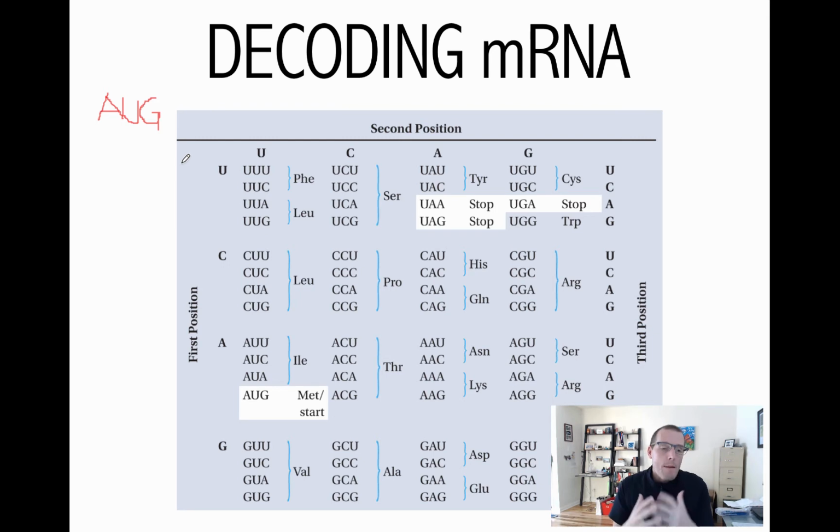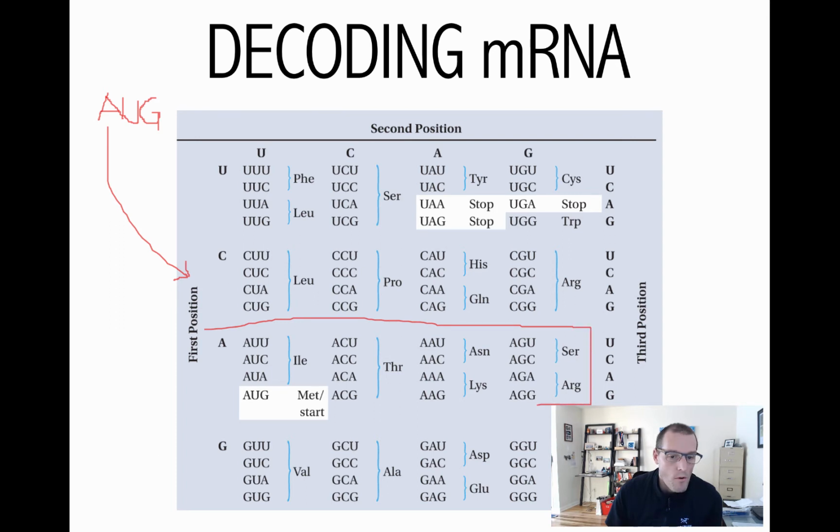So when the ribosome hits this, how does it decipher that this means methionine? Think about it like this: there's a table, a genetic code table, it's like a lookup table. A is in the first position, so we look along this row here, and we say, okay, those are all of the codons that start with an A. Then we've got a U in the second position, so we find U along the second position, here it is over here.